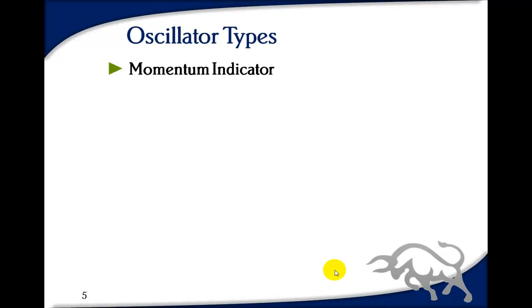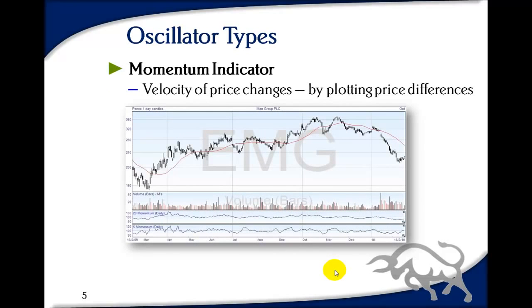The first oscillator we're looking at is a simple momentum indicator, as it's called, that measures the velocity of the price change, how fast the price is changing, just by plotting the price differences between the current price and the price from a few days ago. Here's one graph. I've got a 20-day momentum indicator and a 5-day momentum indicator. So one of them is plotting the difference between the current day and 20 days ago, and the other is plotting the difference between the current day and 5 days ago.